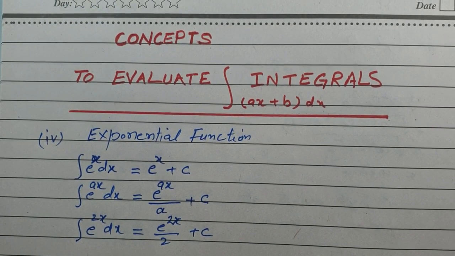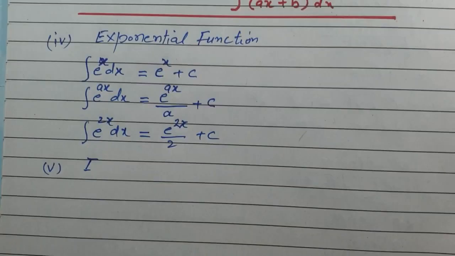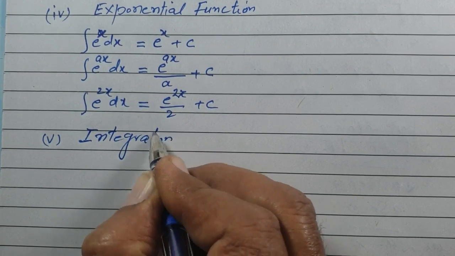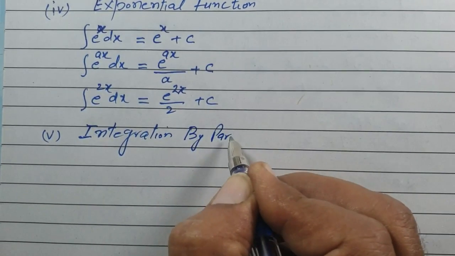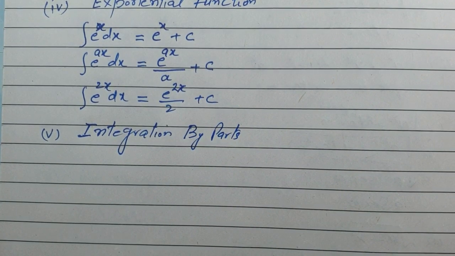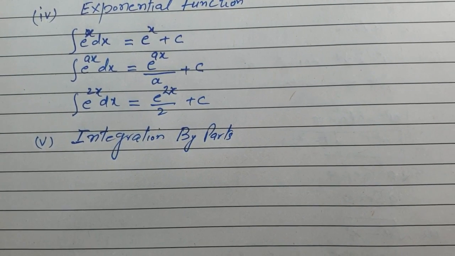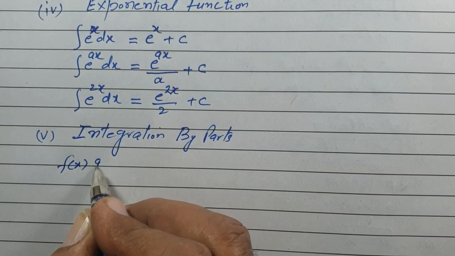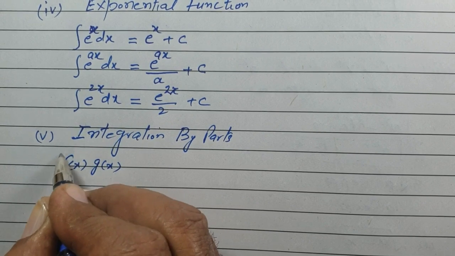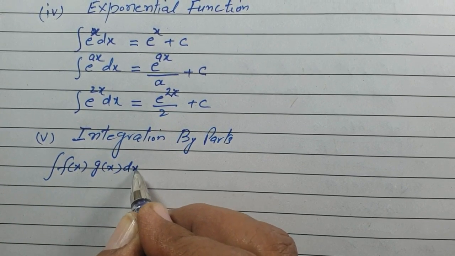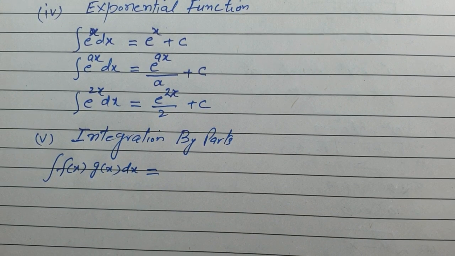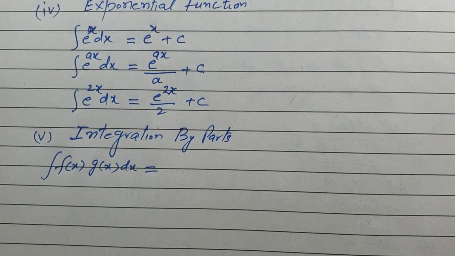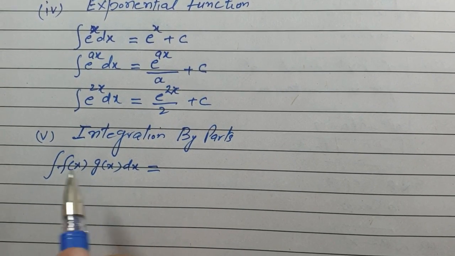The next is integration by parts, which is the most important concept in integration. If f(x) and g(x) are two functions to be evaluated in the integral, then what is the procedure to evaluate this kind of integral when two functions are available?